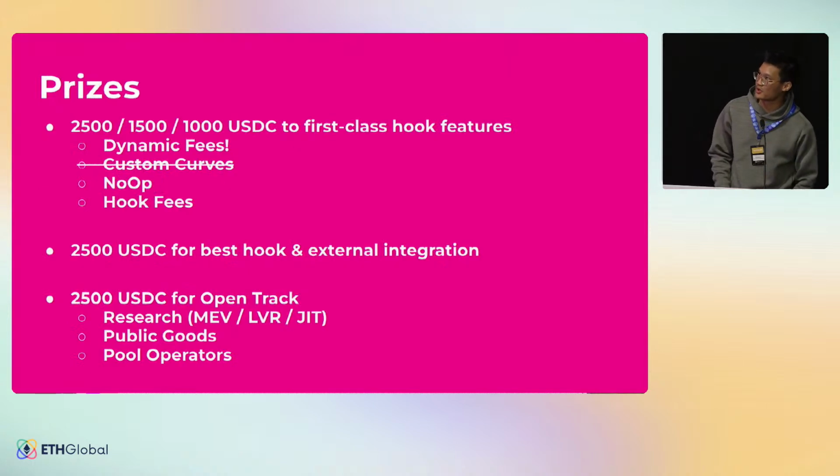And then quickly, on prizes that we're offering at the foundation this weekend. We're offering 3 prizes for what I call first-class hook features. These are things that are supported really well and natively within V4 hooks. Dynamic fees is an example. You can do custom curves in V4. It's a little bit messy right now because there's a pending change, and I only recommend it for the brave. But it is possible, and if you are interested in custom curves, come talk to me. You could do no-op. You could have hooks charge their own fees or do different value redistribution using hook fees.